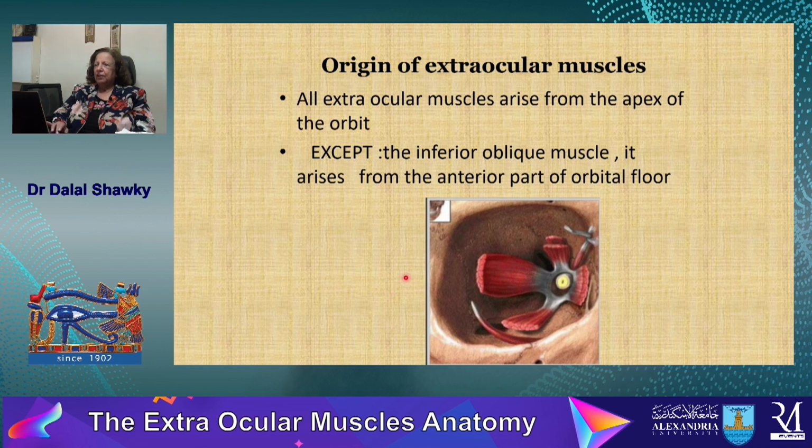The origin of the extraocular muscles: as we said, all extraocular muscles arise from the apex of the orbit except one muscle. This muscle is the inferior oblique muscle, which arises from the anterior part of the floor of the orbit here. All others arise from the apex of the orbit surrounding the optic nerve.